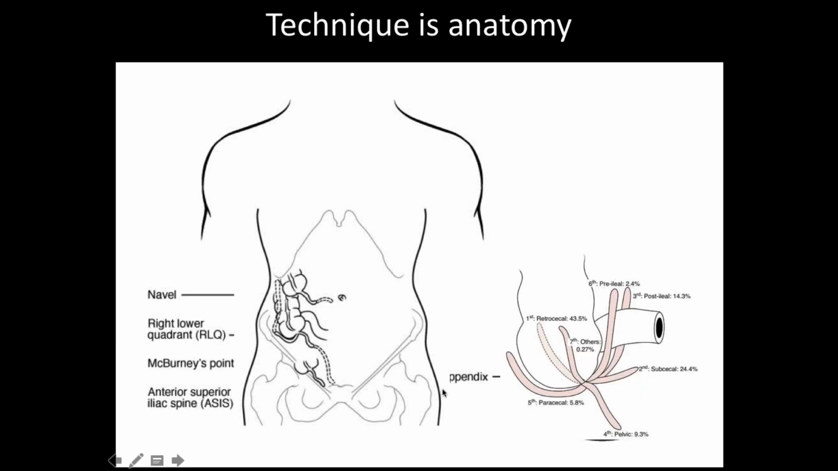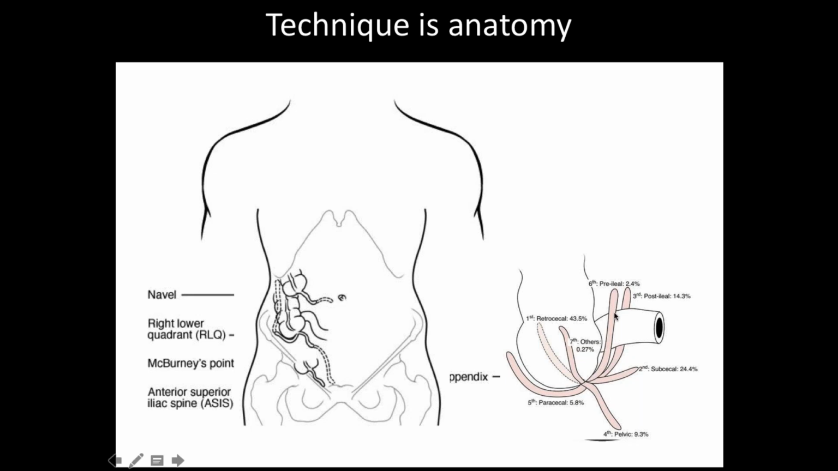And along with that, the appendix has a variety of different locations as well. Almost 40-ish%, so 43 to 44% lie retrocecally, and this can be a challenge for point of care ultrasound to locate the appendix. There are methods, and we'll talk about that in the end, to help find the retrocecal appendix.